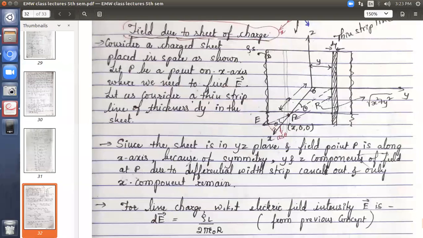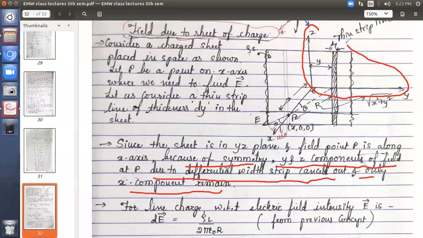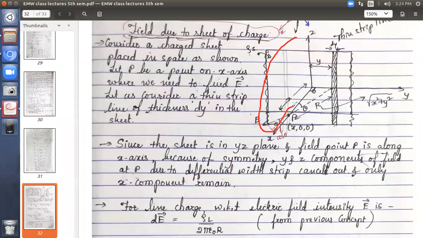Due to the symmetry, the y and z components of the field due to the differential length will cancel out, and only the x component will remain. Remember, if you place the sheet here, the point will be on the x axis, so only Ex will remain. Now, if I put a sheet here in the xz plane, then the point will be somewhere here on the y axis. So at that time only Ey will be present, and the remaining two will get cancelled.